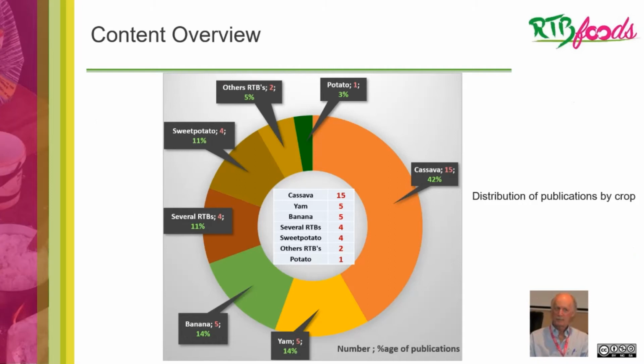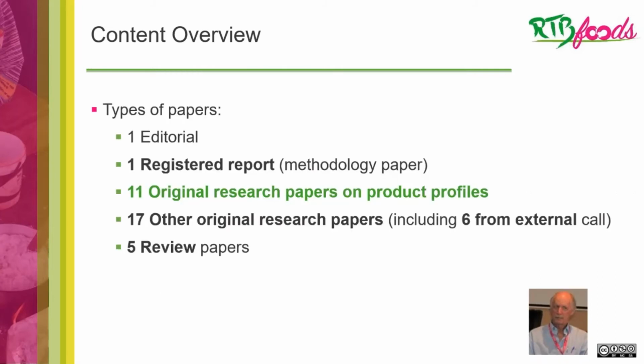The special issue was completed with 36 articles. By crop or crop group, they are as follows: 15 cassava, 5 yam, 5 banana, 4 multiple RTBs, 4 sweet potato, 2 other roots and tubers, 1 potato. In terms of types of papers, these can be described as 1 editorial, 1 registered report, 11 original research papers on product profiles, 17 other original research papers, including 6 from an external call, and 5 review papers.